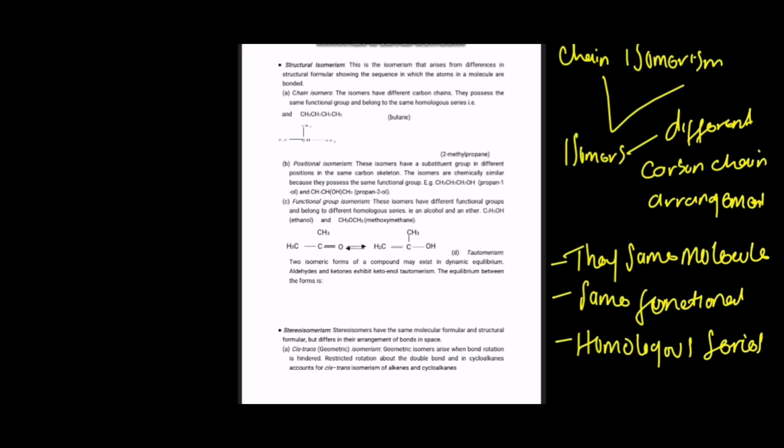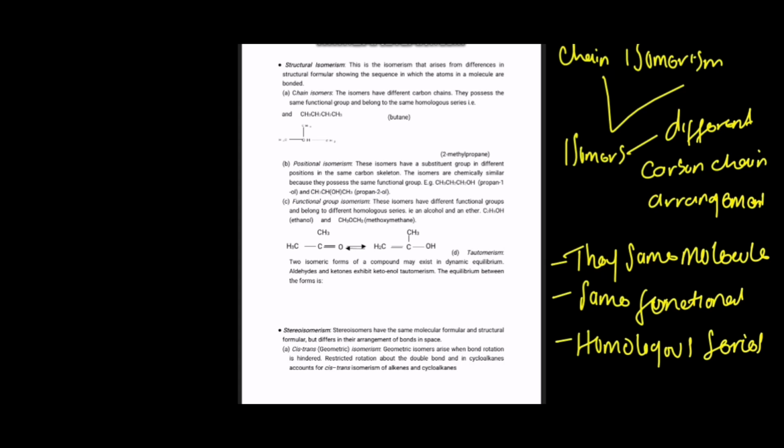Alright, now let me explain this chain isomerism. What will I use now? Which illustration will I use to explain this so that it will be more graphical? If the illustration comes, I will come back to it.